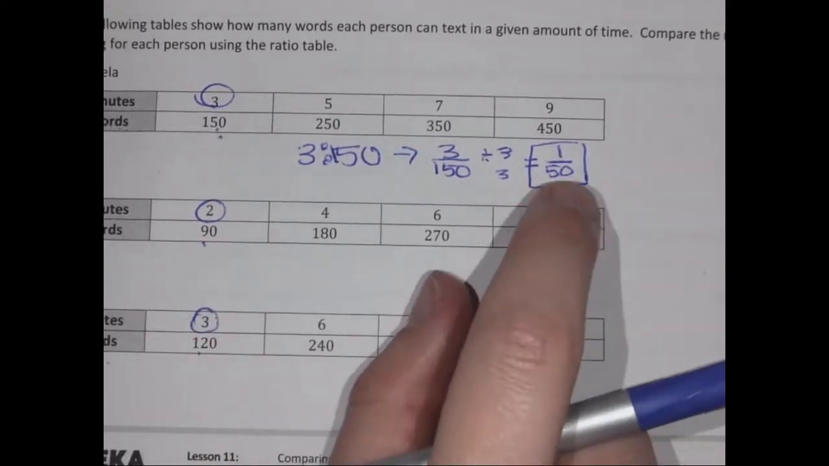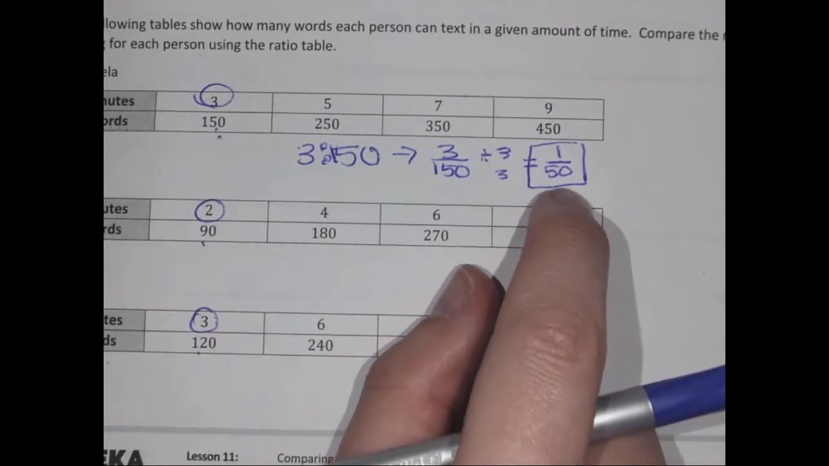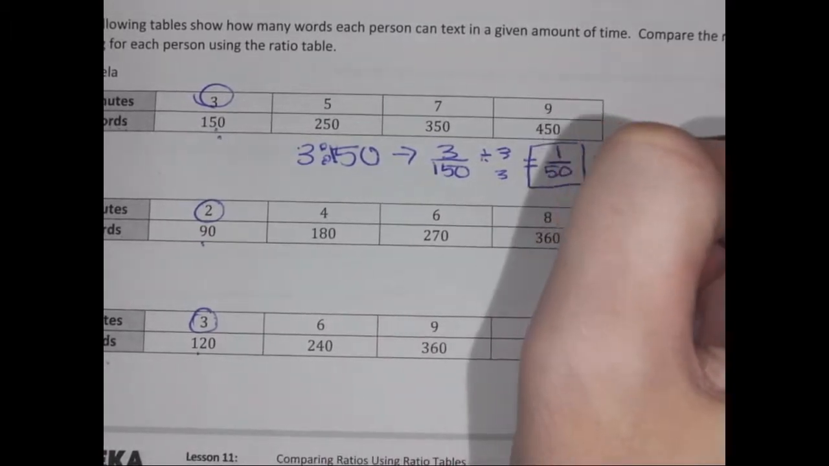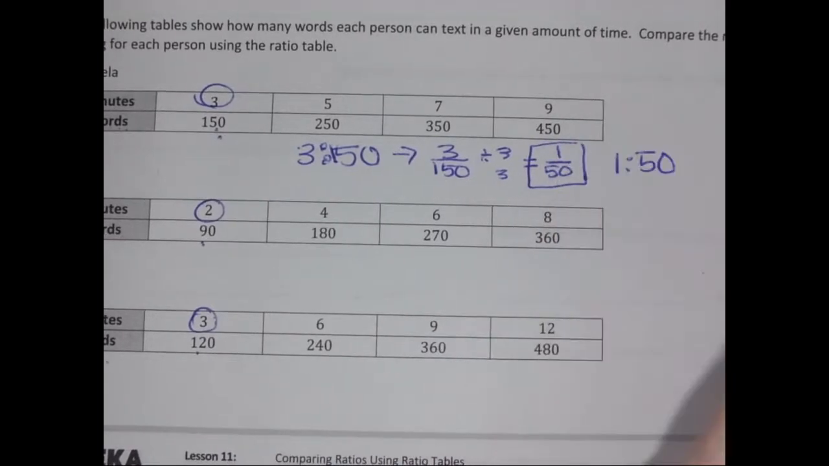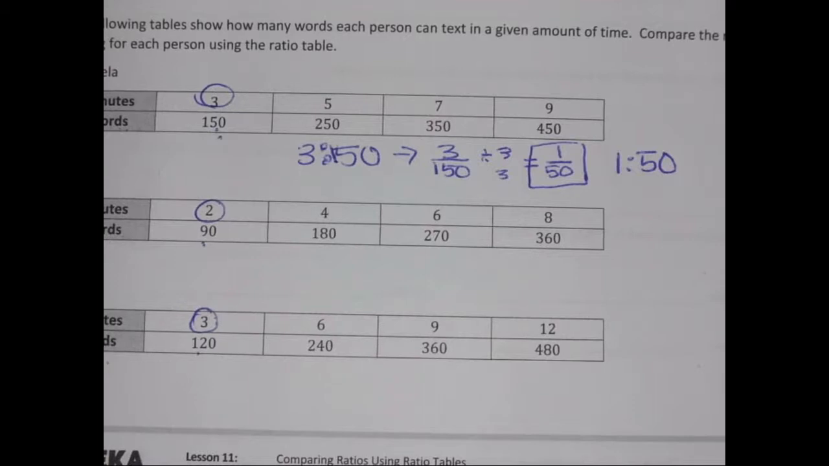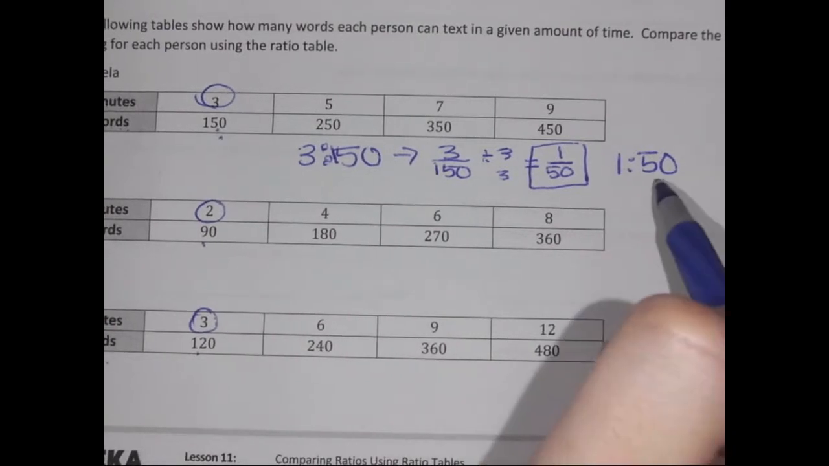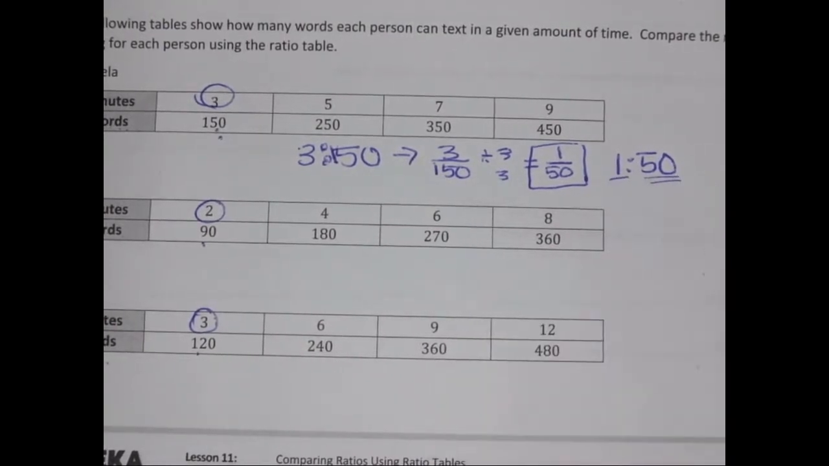Now if I rewrite the value as a ratio, how do I write it? 1 to 50. What does that mean in the context of this problem? Leilani. That it took her 1 minute to write 50 words. Yes, because she wrote 50 words in 1 minute. She texts 50 words a minute.